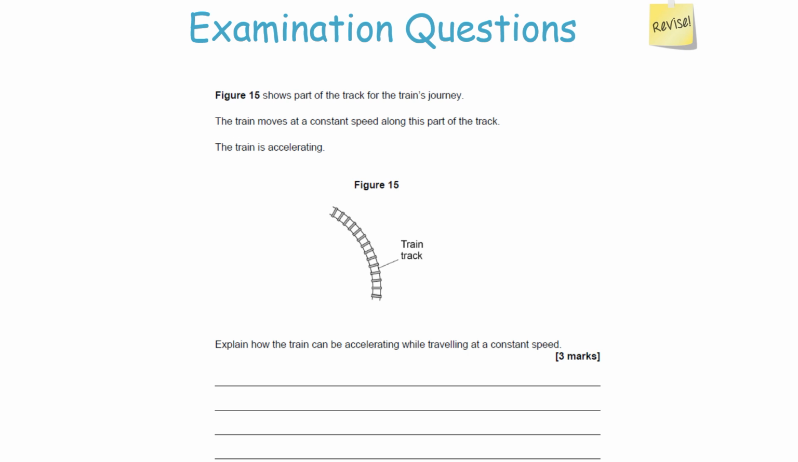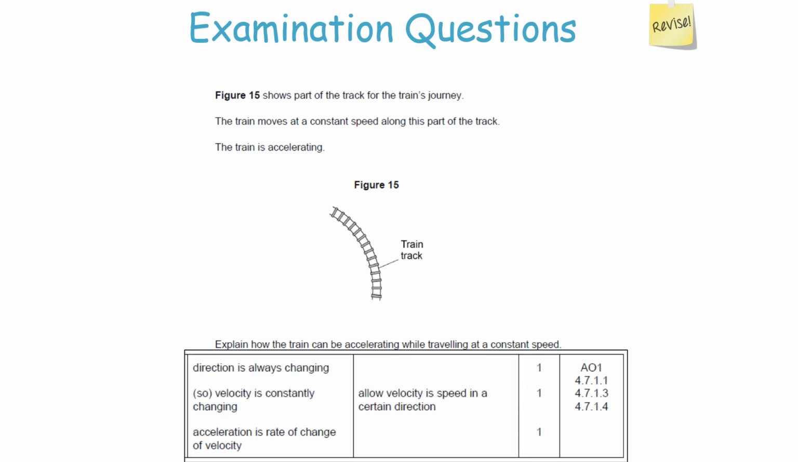Right, it's the idea of what acceleration is. So acceleration is the rate of change of velocity, and velocity is always changing. Why is that? Because velocity is a speed in a certain direction. That's just a fact. So when it's going around a corner, even though the speed is constant, the direction is changing, so the velocity is changing, so therefore you have an acceleration.